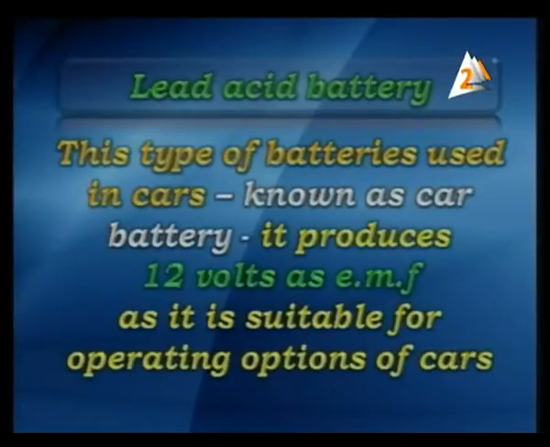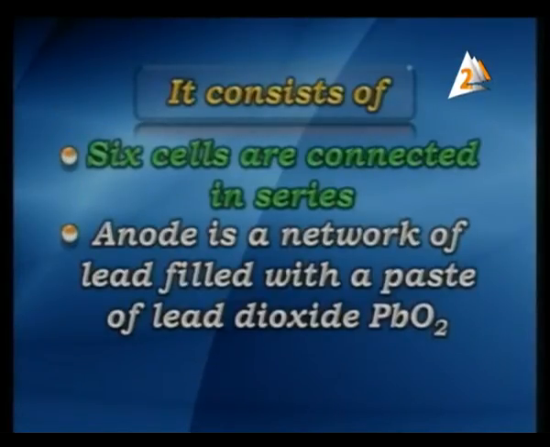The lead acid battery is the type of battery used in cars, known as the car battery. It produces 12 volts as we said before, so the EMF equals 12 volts, suitable for operating the car, since every part of the car depends on 12 volts. This can be obtained from the lead acid battery. It consists of 6 cells connected in series connection, and the anode is a network of lead filled with a paste of lead dioxide, PbO2.